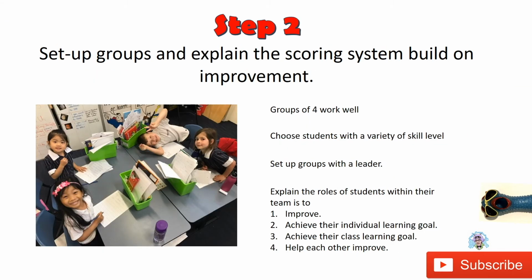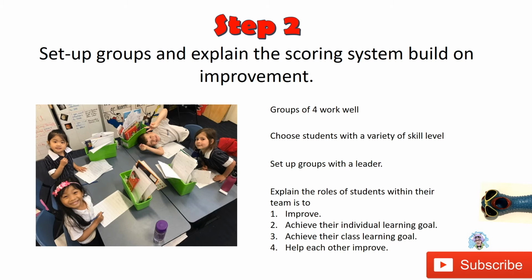Step number 2, set up the groups and explain the scoring system and how it's built on improvement. When I set up my groups, I like to set them up with around 4 students. The main reason is that I find 4 provides enough skill and expertise so that they can work effectively, solve problems together and learn together. And there's not too many people, where it's basically little subgroups going off and working by themselves and maybe not sharing ideas. So I find groups of 4 really conducive to getting the best outcomes.